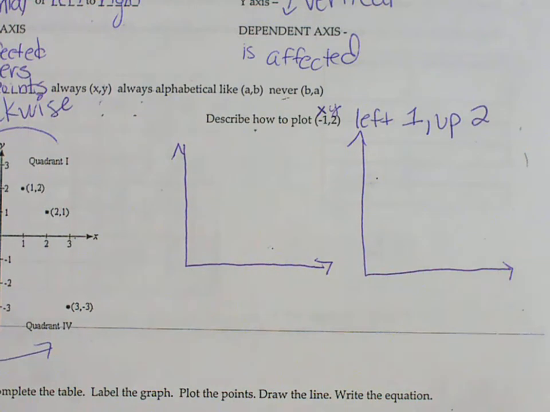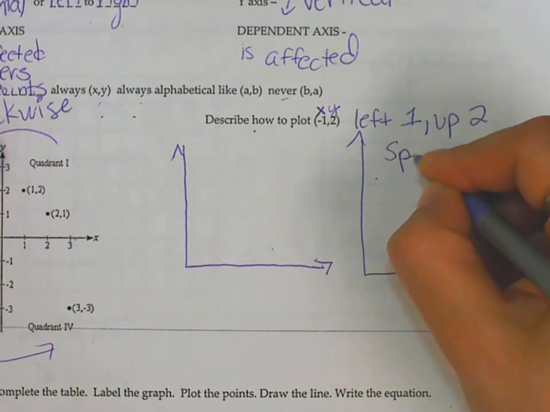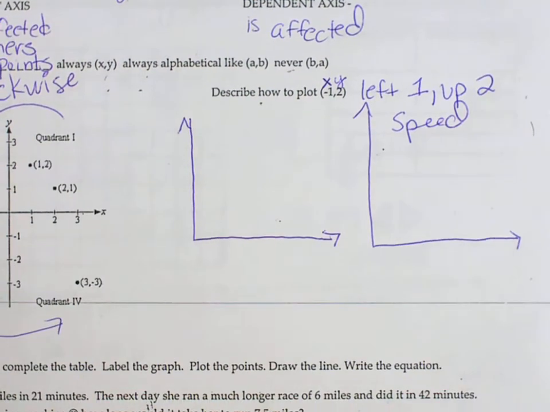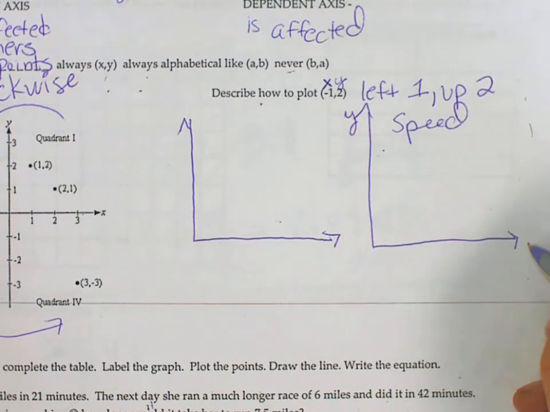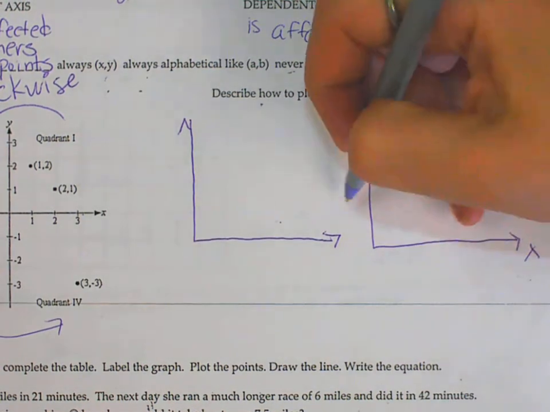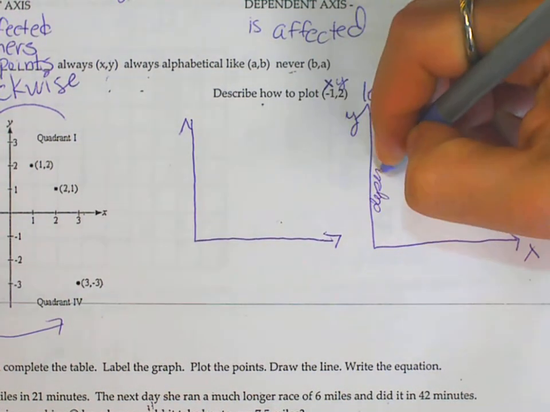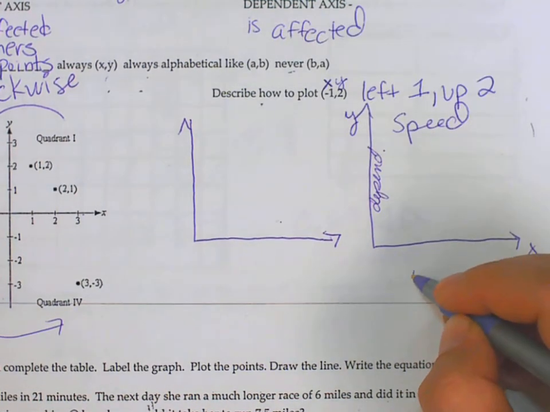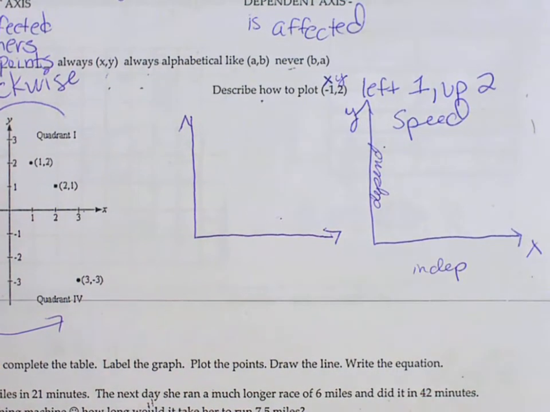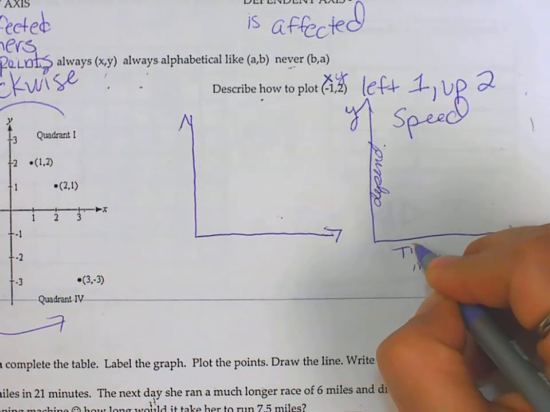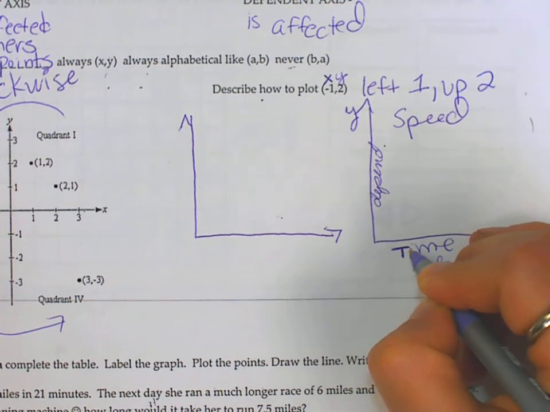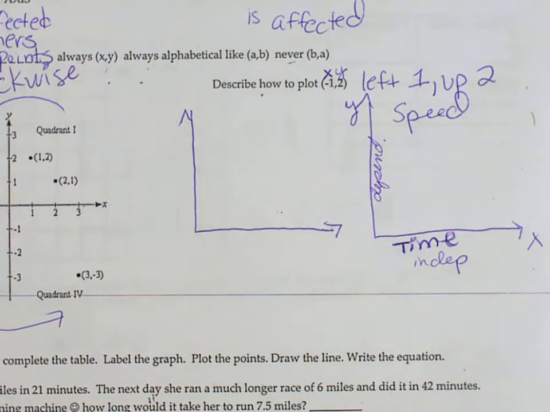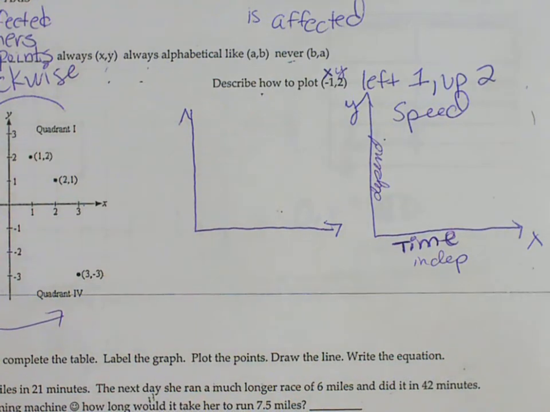Graphs you see a lot are graphs of speed. A graph should always have a title. So there's my title, speed. We should label our Y and X axis. This is my dependent axis. This is my independent axis. Time is almost always on the x-axis. If you can't understand if it's dependent or independent and you have to guess, you're going to guess that time goes on the x-axis.